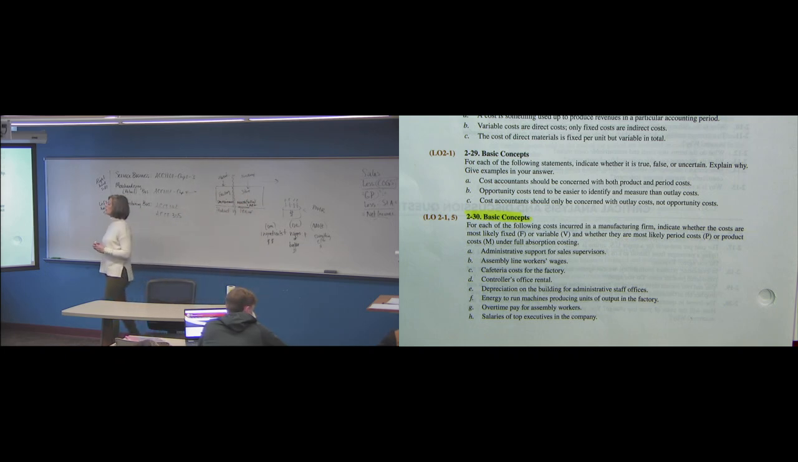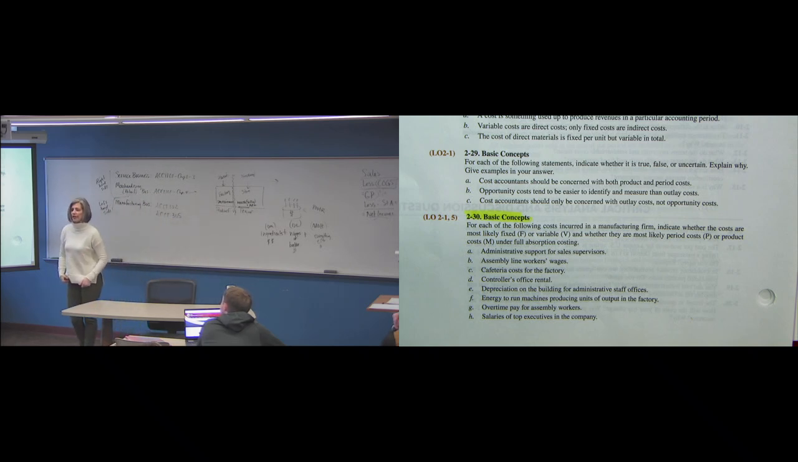All right. Administrative support for sales supervisors. Product or period? Period, right? Look for keywords too. Administrative support. Okay, letter B, assembly line workers' wages. Product. If you're on an assembly line, you're working in the factory, aren't you? Okay. Letter C, cafeteria costs for the factory. This is a little cafeteria over here. Product, right? Give yourself a visual.